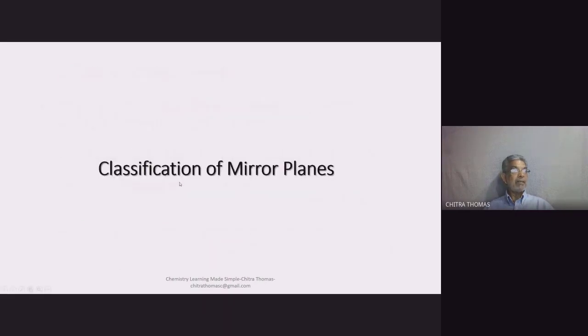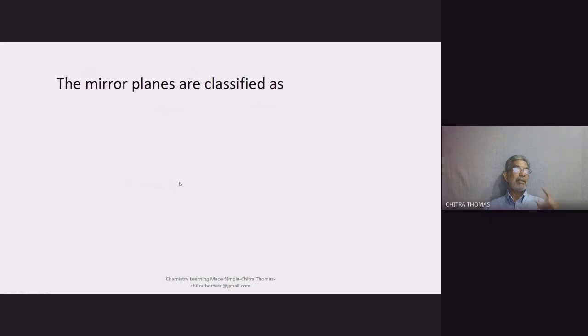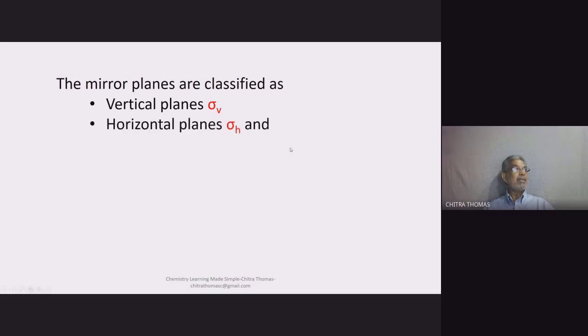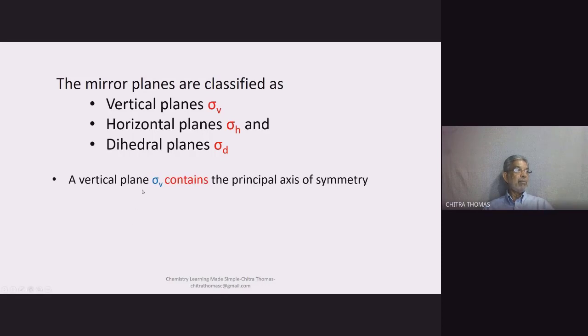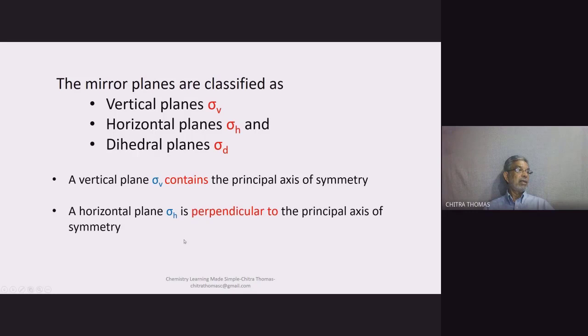Now, classification of the mirror planes. The mirror planes are classified as the vertical plane sigma v, the horizontal plane sigma h, and the dihedral plane sigma d. A vertical plane sigma v contains the principal axis of symmetry. A horizontal plane sigma h is perpendicular to the principal axis of symmetry. A dihedral plane sigma d bisects the angle between two C2 axes.